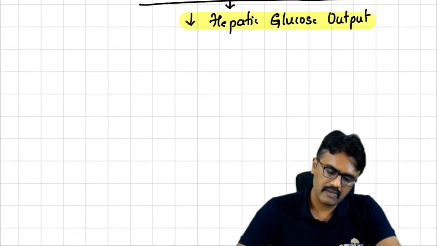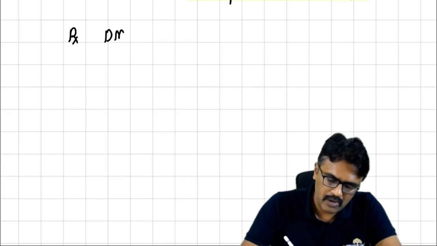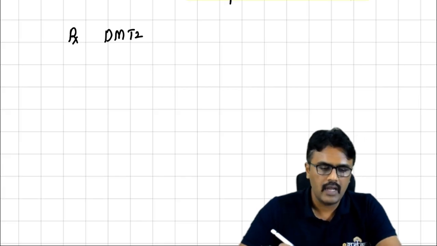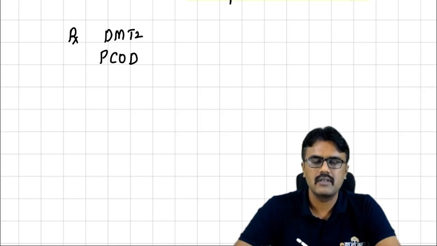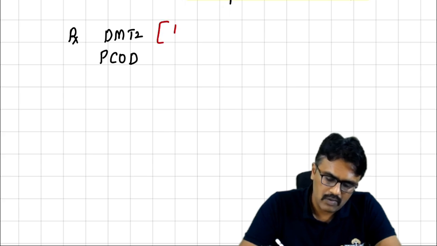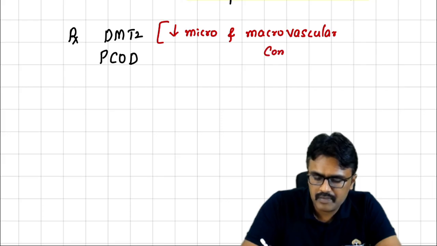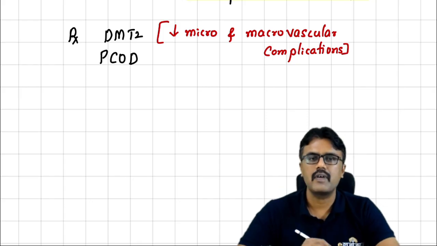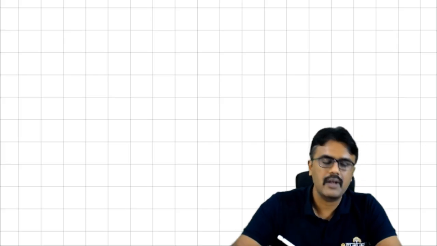Now, when you know the mechanism of action, where do you use this drug? One is in the treatment of type 2 diabetes, and also in the treatment of polycystic ovarian disease. In diabetes, this is one of the drugs known to decrease both microvascular and macrovascular complications, and that's the reason it is called the wonder drug for diabetes till today.